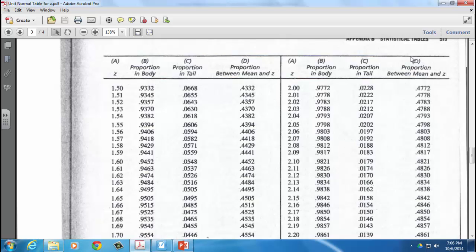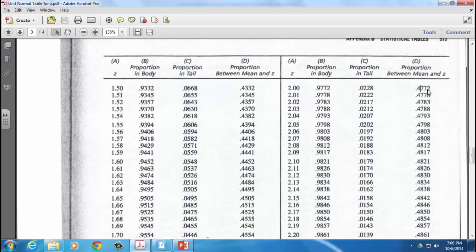So you could also say that, I like to turn proportions into percentages, 47.72% of all scores in a normal distribution have a z-score between 0 and 2. They're between the mean and a z-score of 2. You could also say there's a 47.72% chance, if we're going to go probability with it and turn it into a percent.